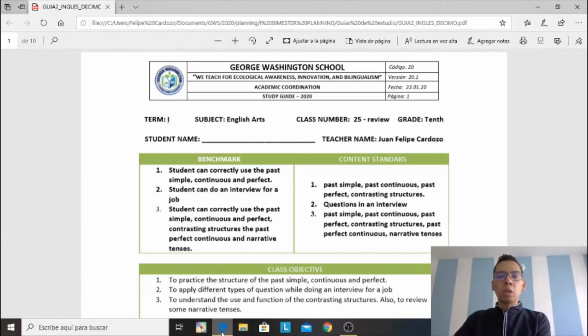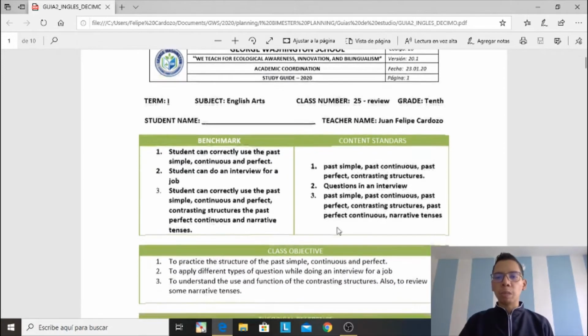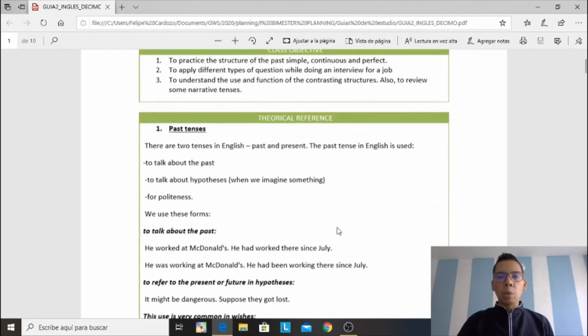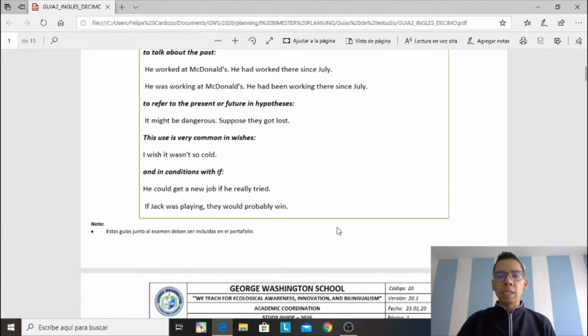We are going to start by telling you that this study guide has the same explanation about the same topics that we saw during the first study guide, okay? They are connected in topics, and the idea is for you to keep practicing on the topics that we already saw, okay? As you can see in here, we have the same explanation about the main topics of study guide number 1, which are past tenses.